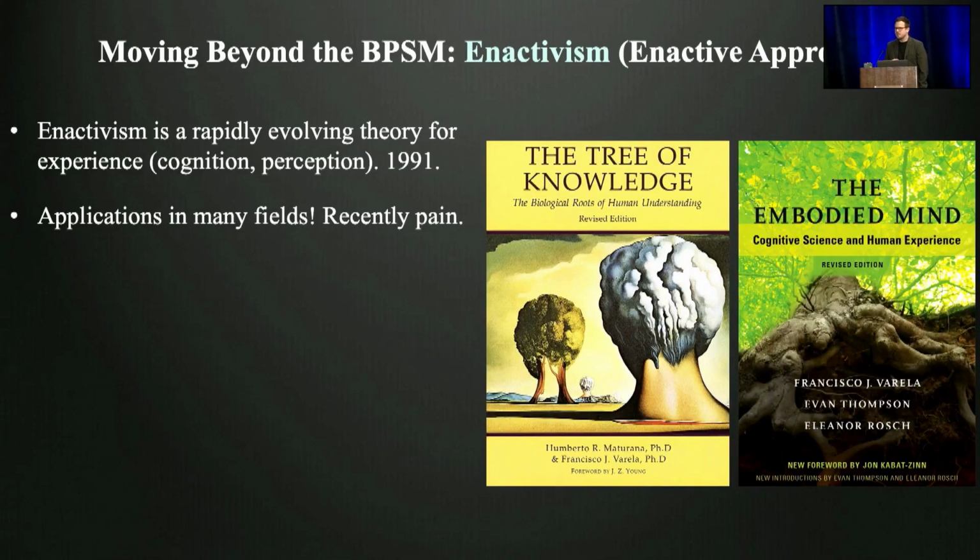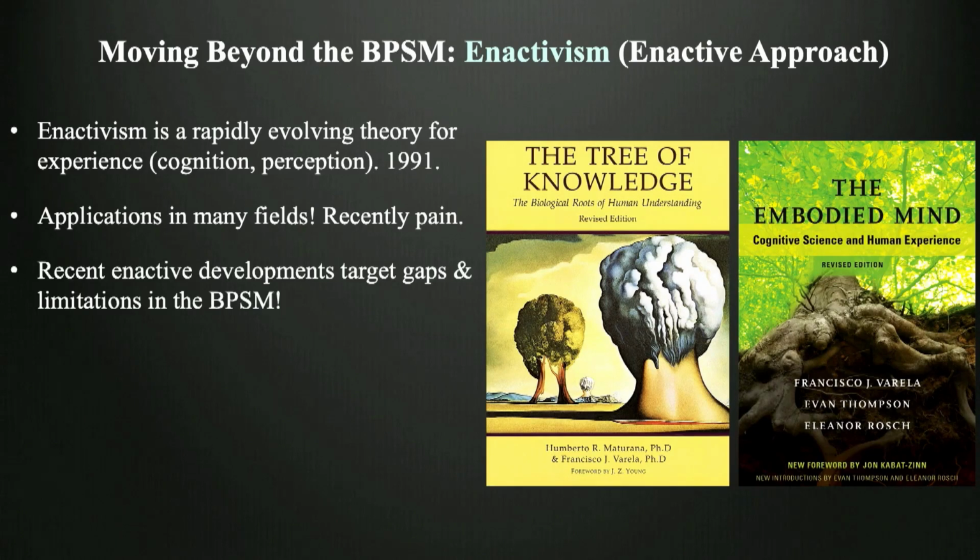So a lot of people have been arguing, well, maybe we need to move beyond the biopsychosocial model, and potentially this enactive theory, enactivism, or the enactive approach is one way that might help us move a bit forward. So enactivism is a rapidly evolving theory for experience. It was formally proposed in 1991 in this book, The Embodied Mind. And since then, there's been a lot of different applications in various fields, and only recently applications in the field of pain. What I think is particularly interesting is that a lot of recent enactive developments have explicitly been trying to target gaps and limitations in the biopsychosocial model, so trying to strengthen it.